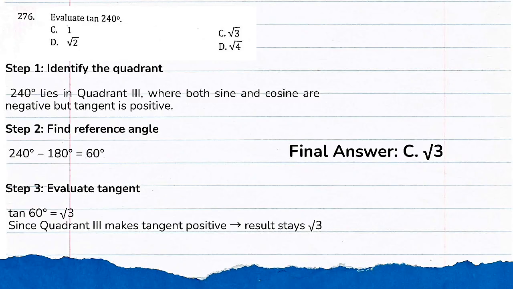Step 3, evaluate tangent. Tangent 60 degrees is equal to square root of 3. Since quadrant 3 makes tangent positive, the result stays square root of 3. Using special angles allows quick evaluation without a calculator. So the final answer is square root of 3.